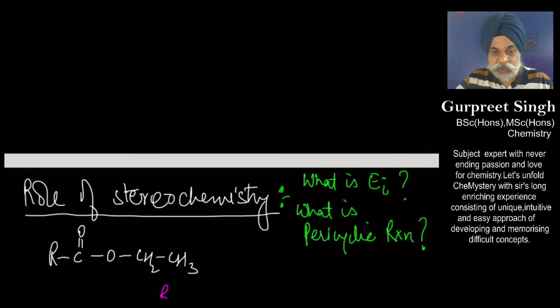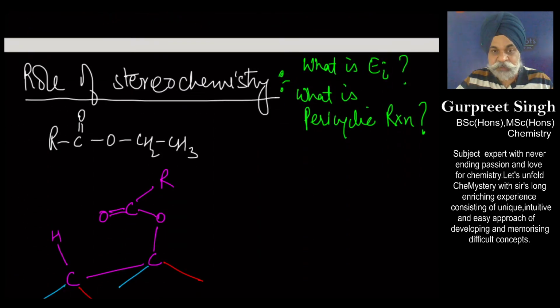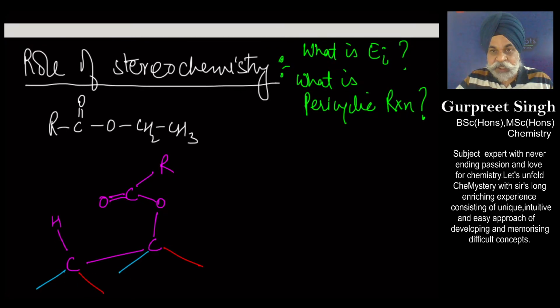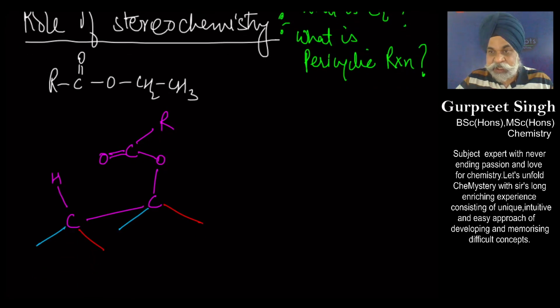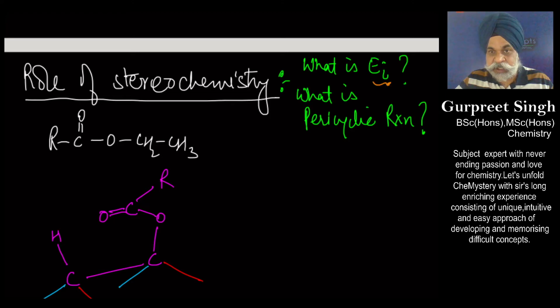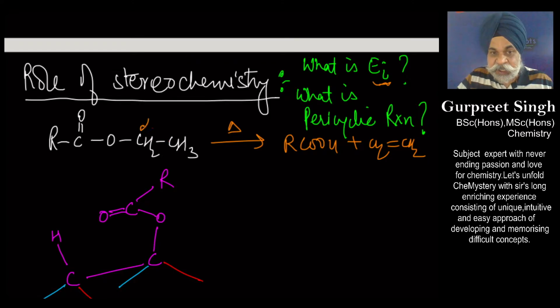Now what is the role of this stereochemistry? Now I am coming on to the main topic. So when I talk of what is EI, elimination internal. When this substance is being heated, we have said that it generates carboxylic acid and alkene, provided the alkyl part of the ester has beta hydrogen.